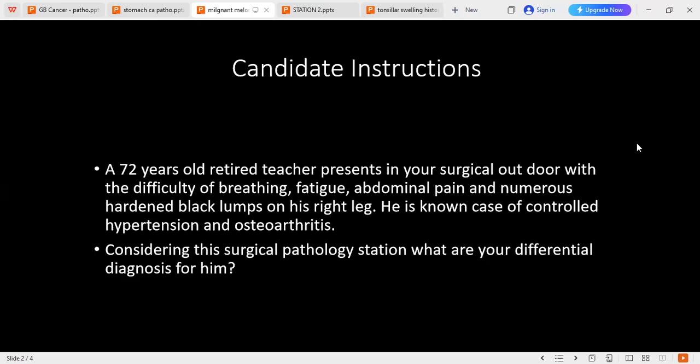Do you know if there are any ways you can know the phenotype of the tumor? Yes, ma'am. By immunohistochemistry, we will know the phenotype of the tumor.